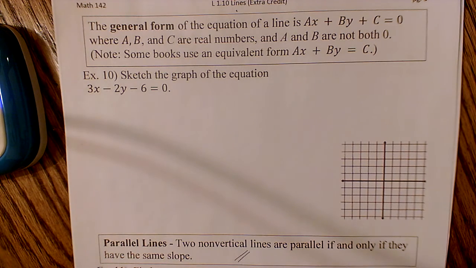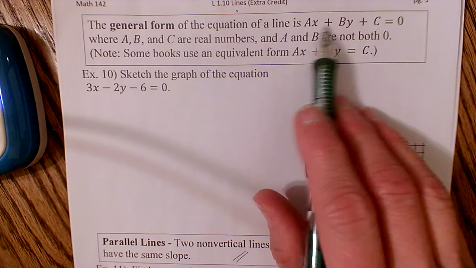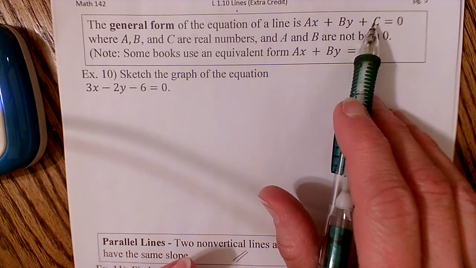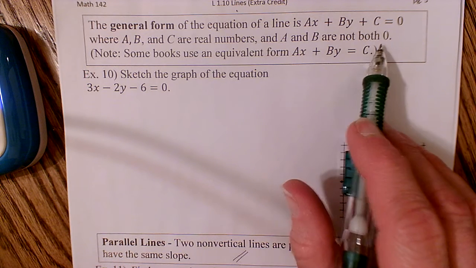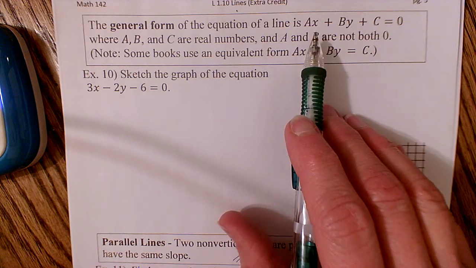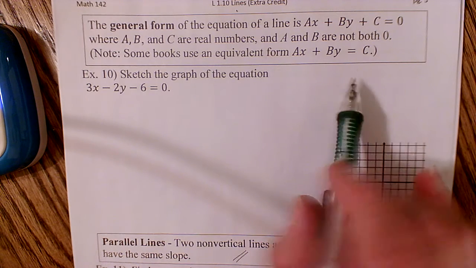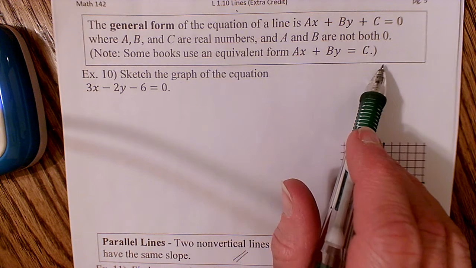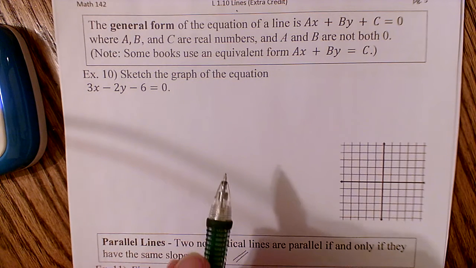Another form of an equation of a line that we might see is the general form, where we're going to have ax plus by plus c equals 0. Here a, b, and c are all just going to be some real numbers, but a and b are not both 0. So we're going to have at least some x or y in the equation. Some books are going to use ax plus by equals c and put the constant term on the other side, but ours is going to keep the constant term on the same side.